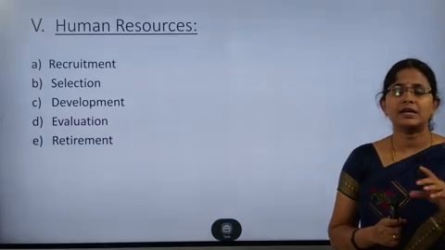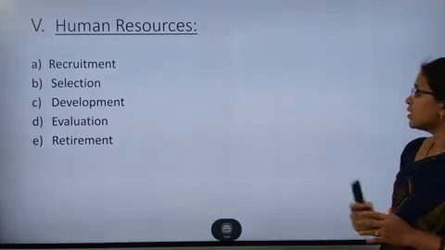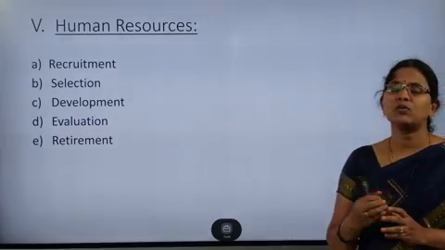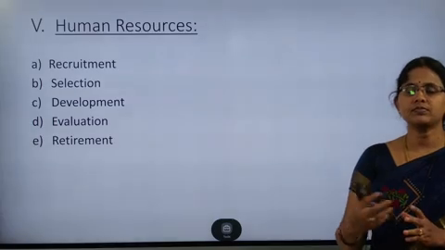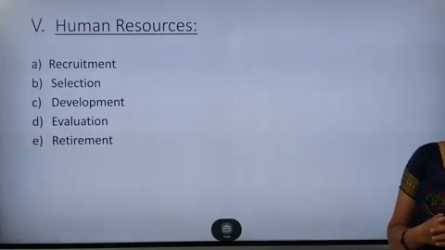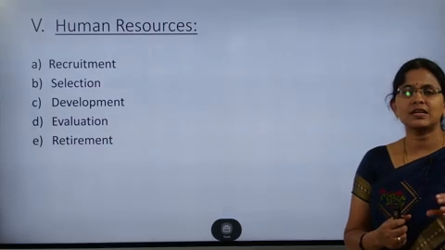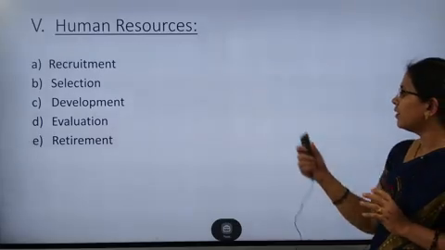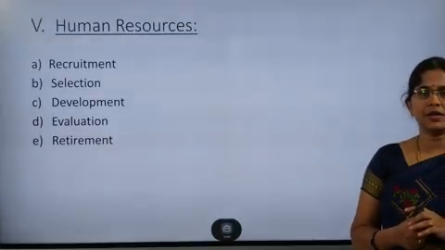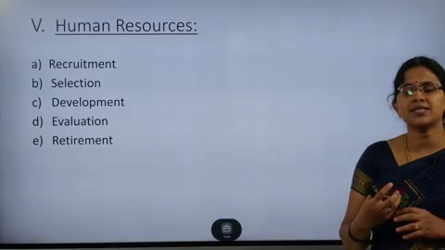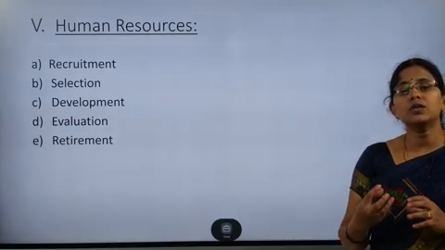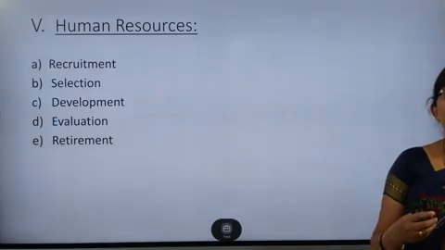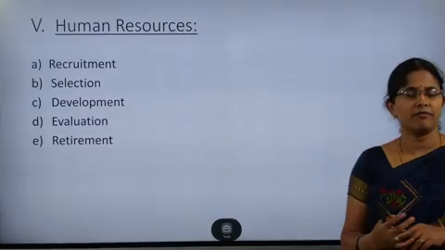Coming to the fifth one, that is human resource information system. In this you have majorly 5 functions. Recruitment, it means inviting applications from the eligible job applicants. Selection, so selecting the right person for the right job at the right time. And next one, that is development. Development is nothing but providing some training to the on-the-job employees. This development program is generally provided to manager level people.